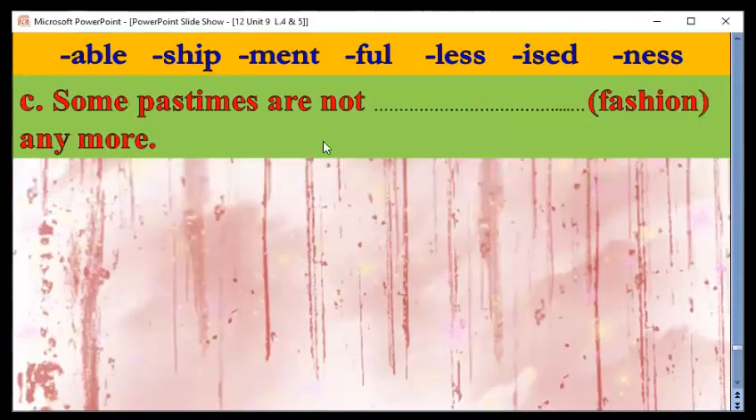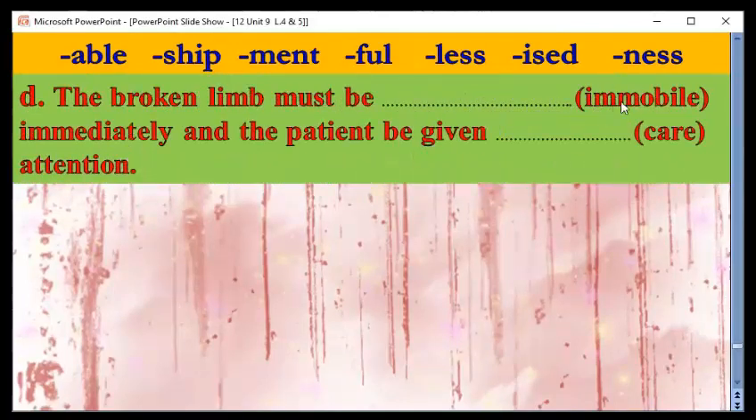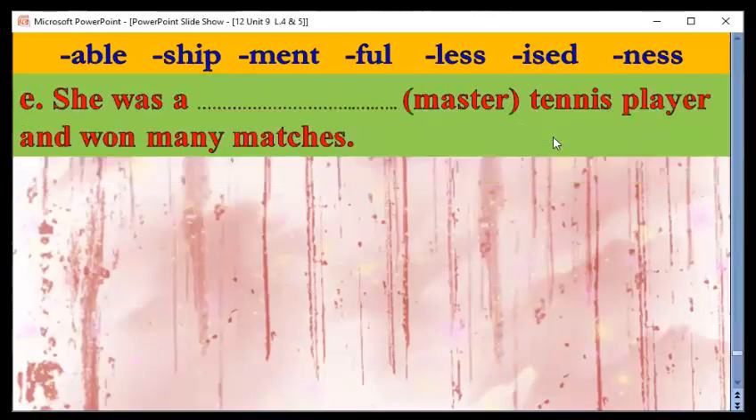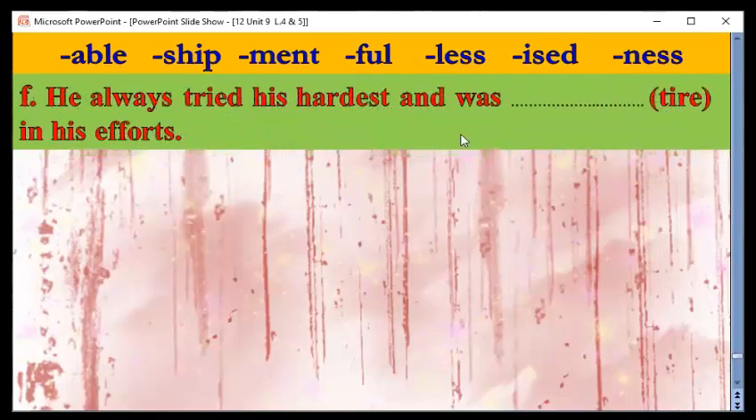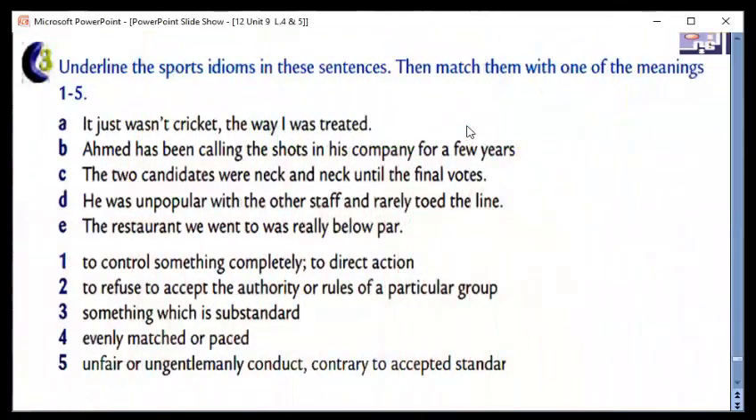Next here, some pastimes are not, can we say fashion or fashionable? This is the adjective. After that here, immobile, immobilized, this one the adjective also, and we have care, this is careless. Here, she was a master or masterful, this is an adjective. Here we have tired, we have tireless, as you can see the students here, so you have to focus very, very carefully. Now let's see, underline the sports idioms in these sentences.